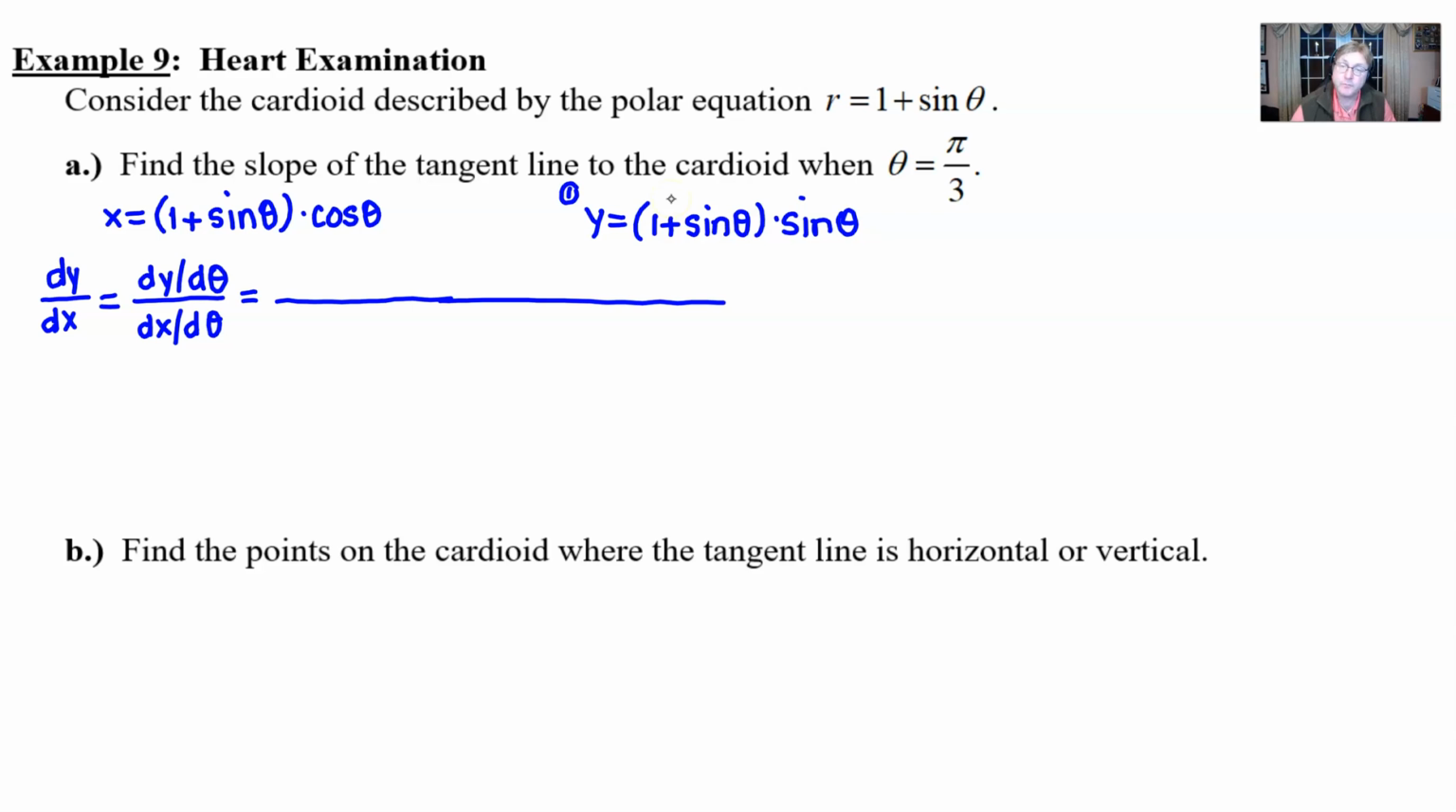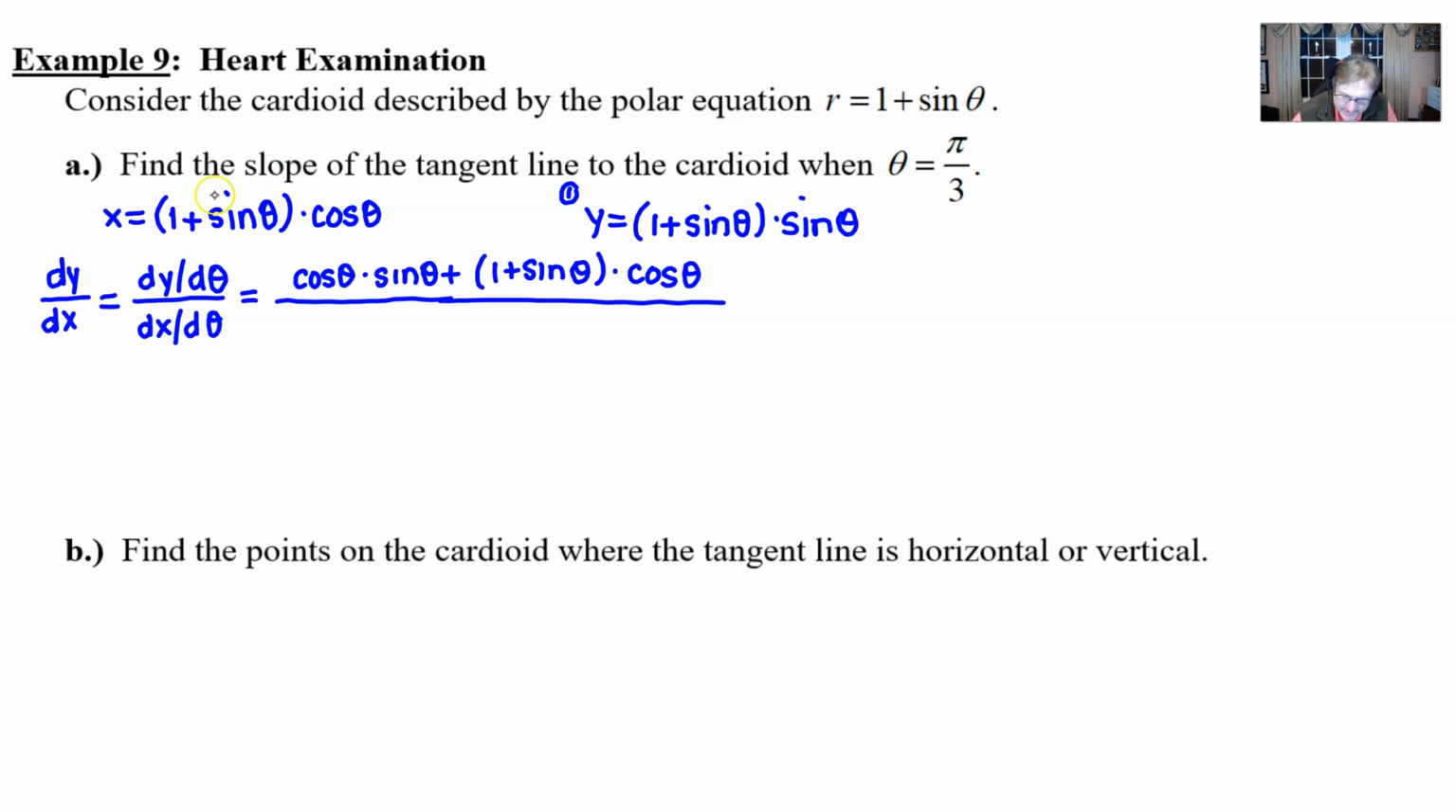So the derivative of 1 plus sine is cosine. Multiply by sine. Add to that 1 plus sine, and then we multiply that by the derivative of sine, which is cosine. And so there is your numerator.